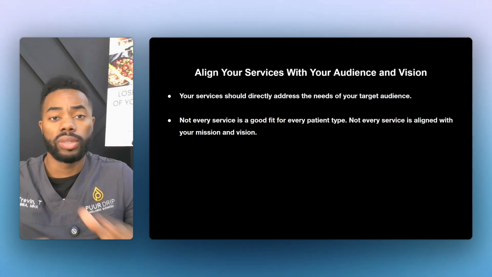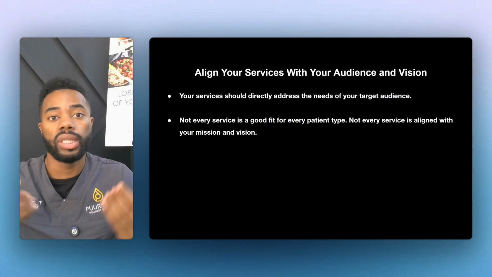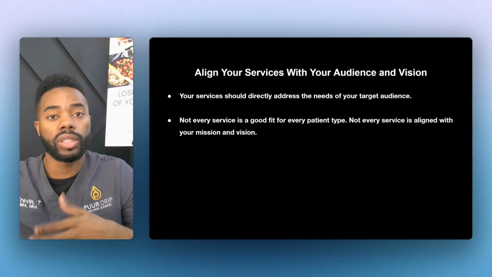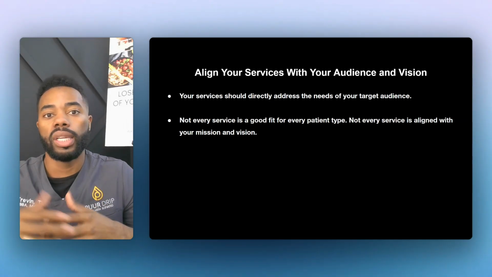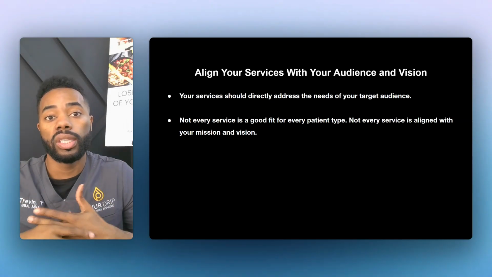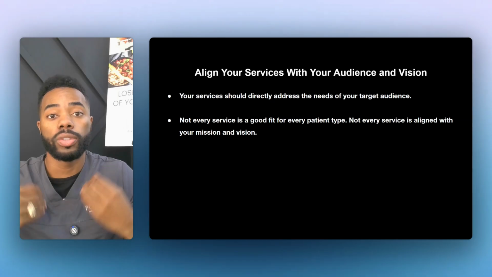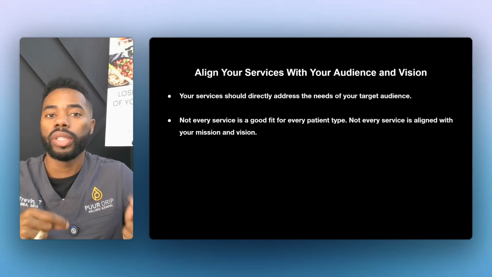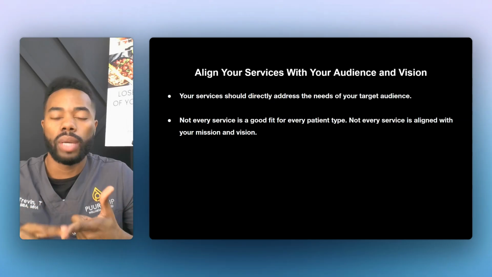Now, again, I don't knock anyone who does do it, but again, their mission and vision may be different than ours, or it may be the same as ours, but they may feel that NAD does everything they need it to do, or they've done it personally and they feel comfortable offering the service. But my point is, make sure the services that you're doing align with your mission and vision.